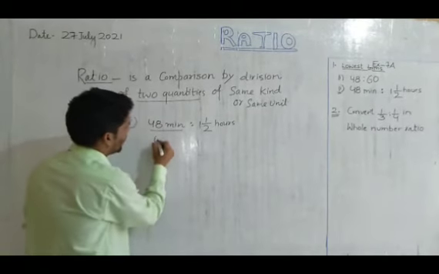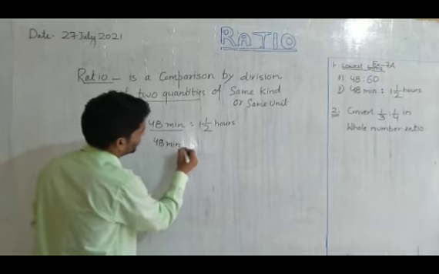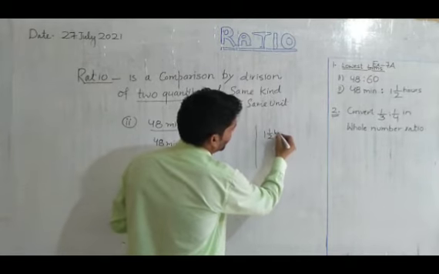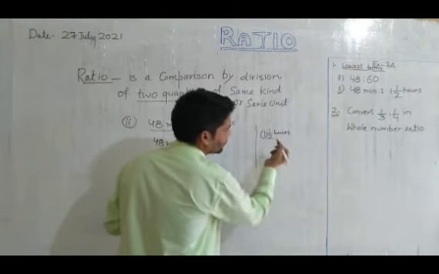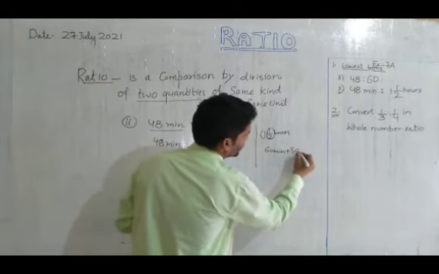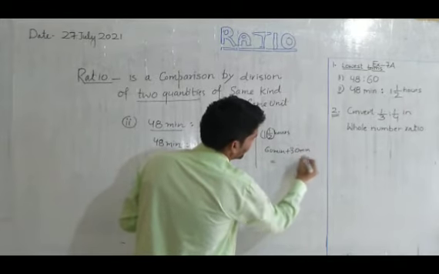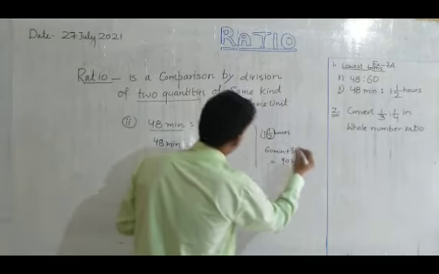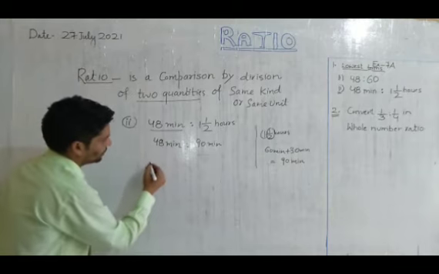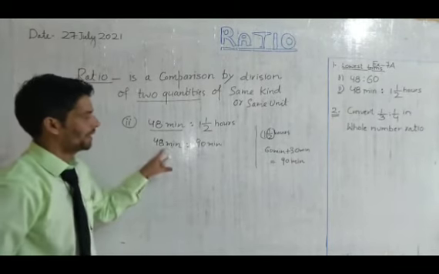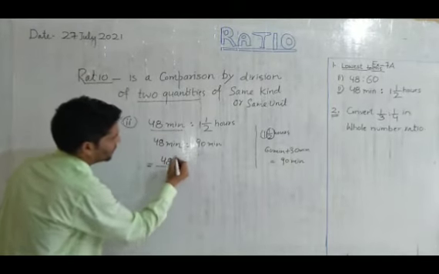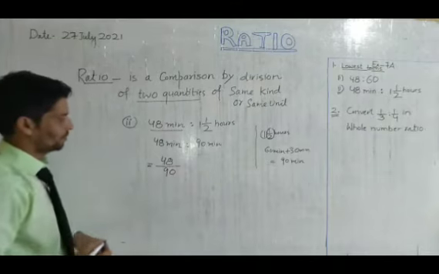So we can write 48 minutes ratio 1.5 hours. 1.5 hours means 1 hour is 60 minutes and half hour means 30 minutes. So total 90 minutes. So we can write here 90 minutes. Okay. Now calculate the ratio. Now A and B both are in the same units. So we can calculate the ratio between these two, 48 and 90.